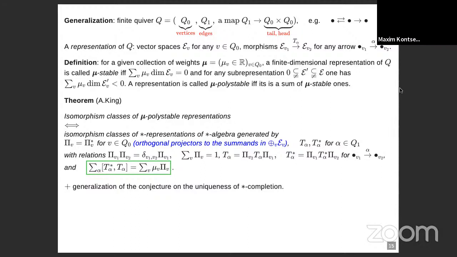Both operators will be acting in each individual vertex. And in this situation, one can generalize the conjecture for uniqueness of star completion. So one chooses to rescale generators in your quiver and should get the same star algebra. Question. Okay, go to page 16, please.